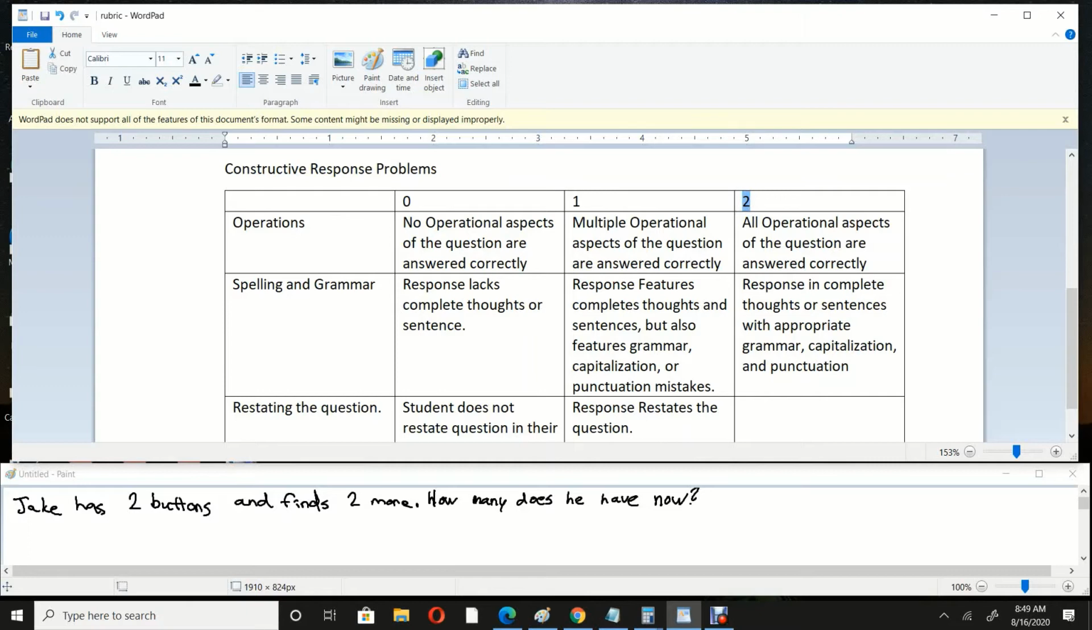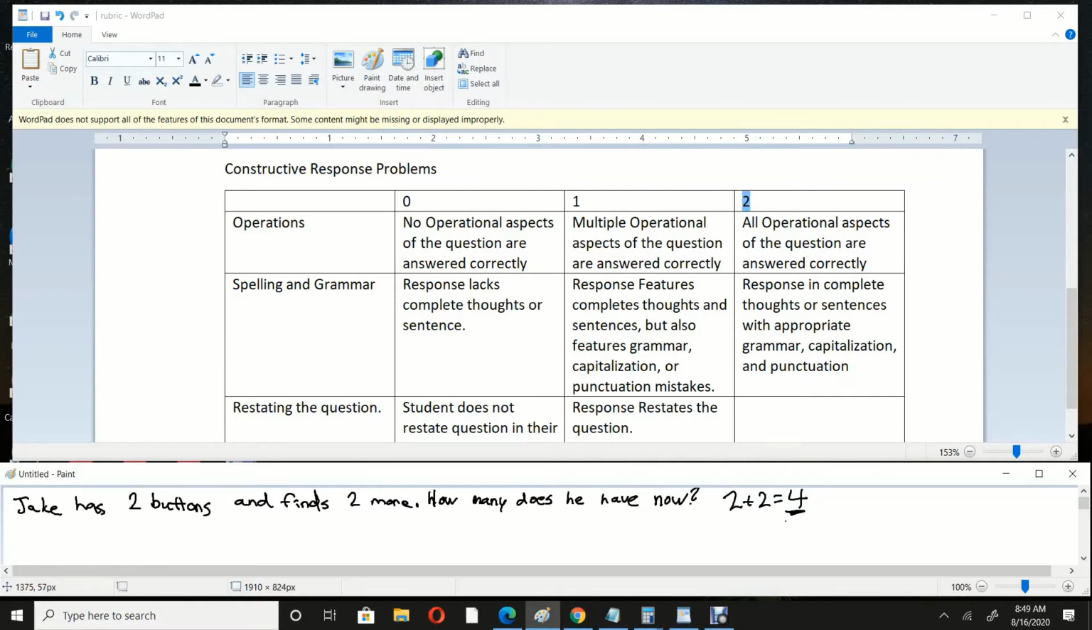Some word problems you get are going to have more than one part of the question that they want you to answer. But we want to try and get all of them. So in my example, I have 2 buttons. I find 2 more. So that's going to be a 2 plus 2 situation, and that's going to equal 4. So 4 is going to be the operational part of this, and as long as I have that, then I'm going to be okay.